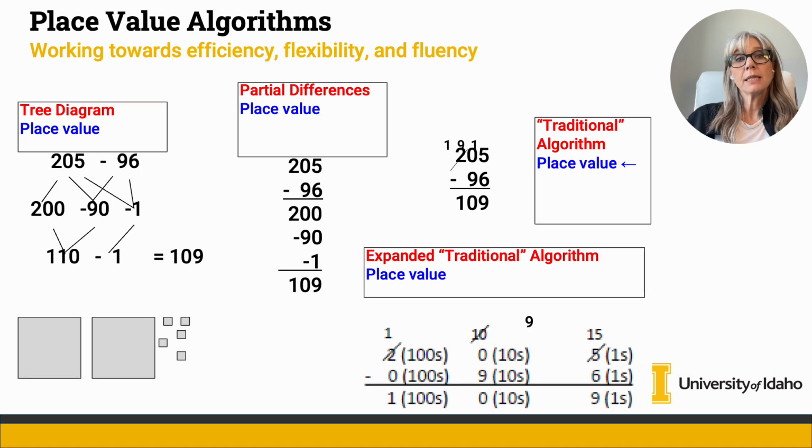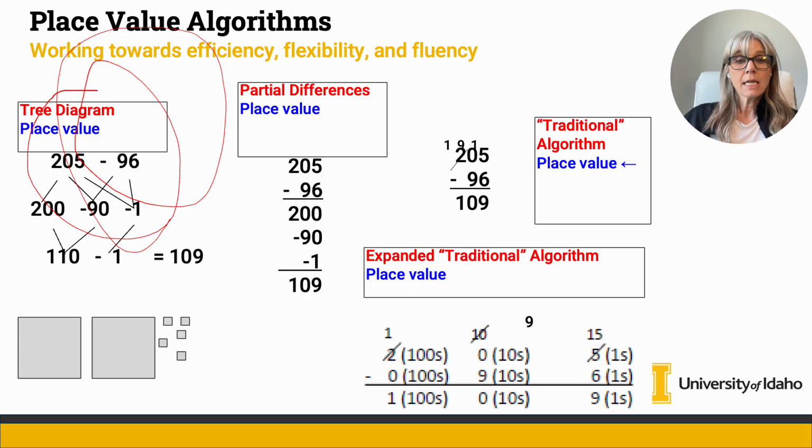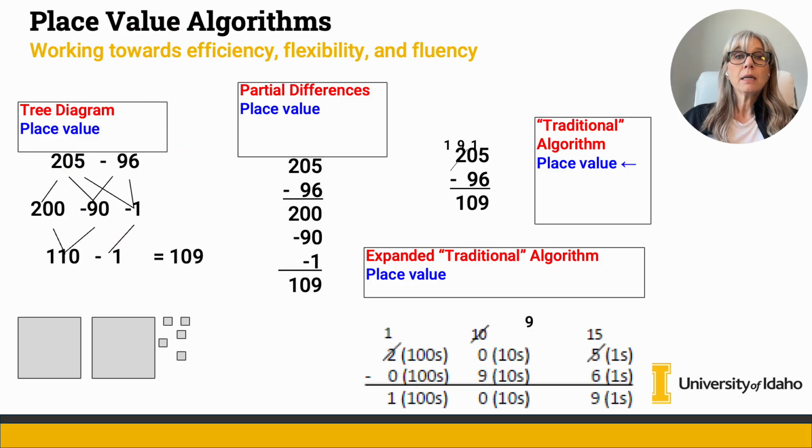Eventually, we want students to develop efficient algorithms. The standards press all students to have a place value-based subtraction algorithm by 4th grade. Informally, students often use something like a tree diagram. So we're going to look at this one right here. They look at the tree diagrams to represent taking away by place value.